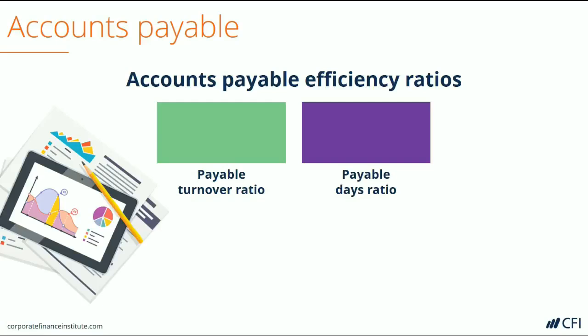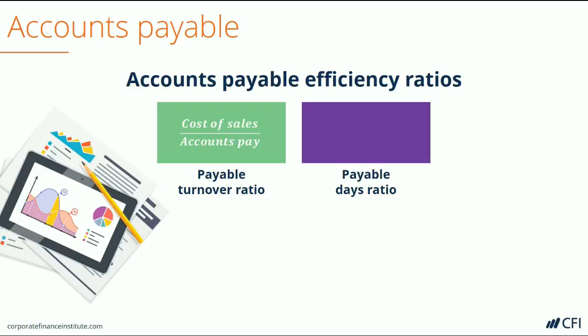Just as with inventory and accounts receivable, there are two ratios for accounts payable efficiency. The payable turnover ratio, which indicates how many times payables turn over in the period, and the payable days ratio, which indicates how many days on average it takes for the company to pay its bills. Let's start by examining the payable turnover ratio.